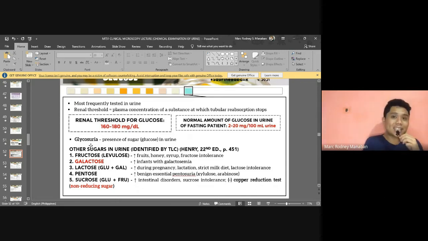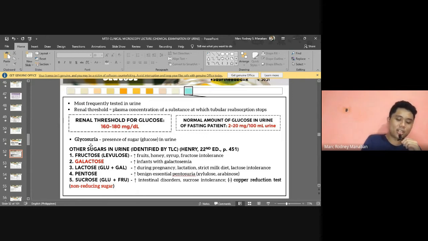Number two is, of course, galactose. Galactose is composed of lactose and glucose. Take note of that. So it's a disaccharide. It's composed of glucose and lactose. All right. So it is increased in infants with galactosemia. Lactose is composed of glucose and galactose. It is increased during pregnancy, lactation, strict milk diet, lactose intolerance. Okay. Pentose is increased in benign essential pentosuria, all right?